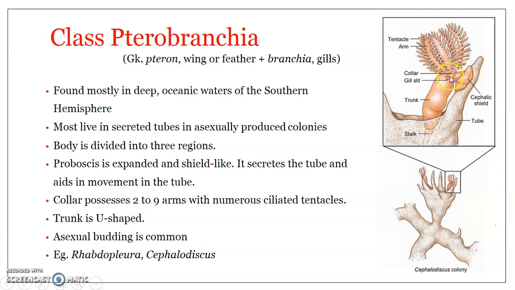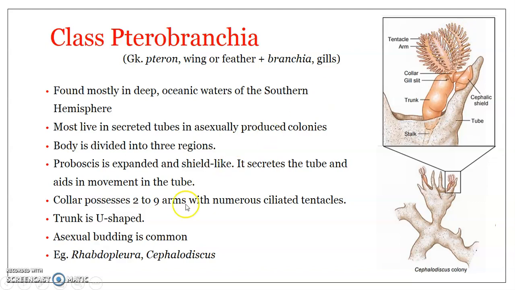Now, what other feature is found associated with the collar? The collar possesses 2 to 9 arms. These are the arms with numerous ciliated tentacles, and that is why it gets its name. So you can see the proboscis and the collar, which bears tentaculated arms. Two to nine tentaculated arms are found associated with the collar.